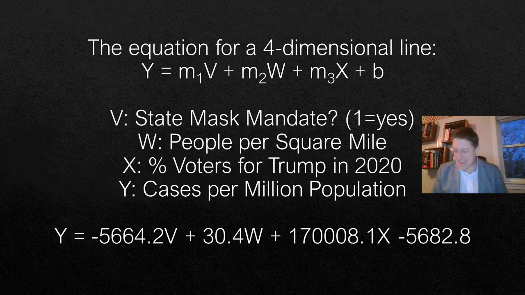Imagine if we go on to the X, it leads to the Y thing, then we can think backwards and we could say, what are those other two dimensions? And we'll say, well, we'll go backwards in the alphabet and call them the W axis and the V axis. And so the V axis is state mask mandate, where 1 is yes and 0 is no. W axis is people per square mile. X axis is percent voters for Trump in 2020. And the Y axis, as before, is cases of COVID-19 as of February 8th, 2021 per million population.